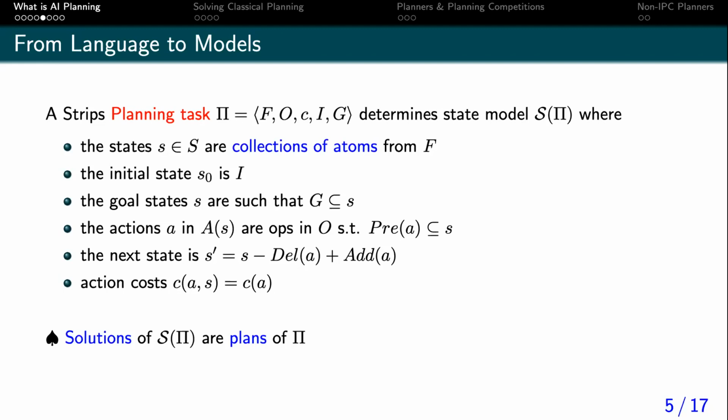So transition costs are just set by action costs, right? So all transitions that belong to the same action will get the same cost. And the solutions to the planning model are exactly the solutions for the planning task.